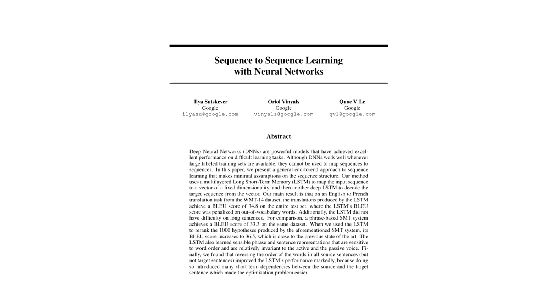Now, there's a paper written by people from Google called Sequence-to-Sequence Learning with Neural Networks. And what it does is that it basically takes a multi-layered long short-term memory to map the input sequence to a vector of fixed dimensionality, and then another deep LSTM to decode the target sequence from the vector. Okay, so there's basically an encoder and a decoder.